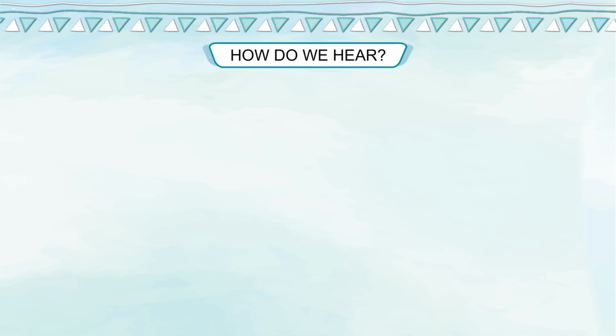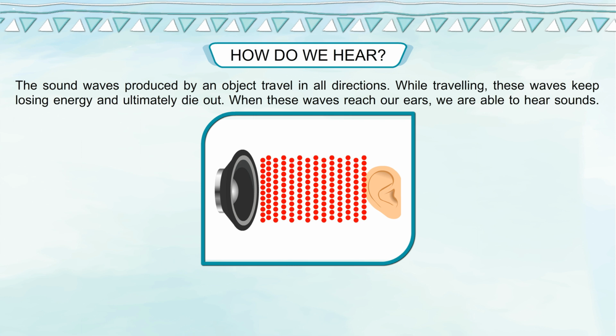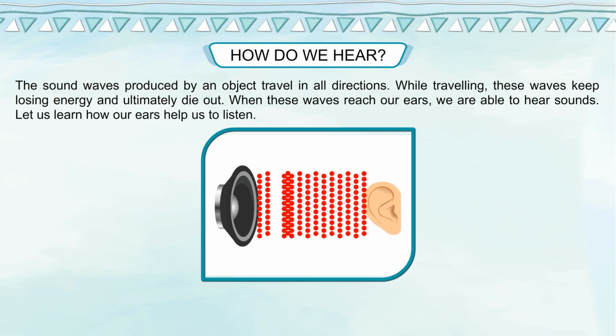How do we hear? The sound waves produced by an object travel in all directions. While traveling, these waves keep losing energy and ultimately die out. When these waves reach our ears, we are able to hear sounds. Let us learn how our ears help us to listen.